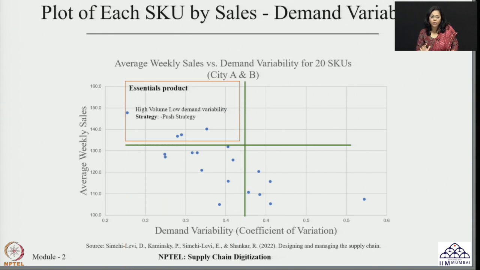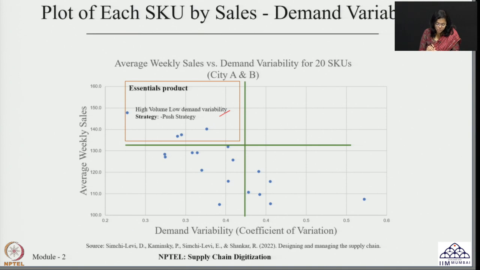So if we look into this first quadrant, you can see from here that particularly for this quadrant, the coefficient of variation is on the lower side, and parallelly if we look into the weekly sales, it is on the highest side. So we can say that this is a case of high volume, these are the essential products, which are having the characteristics of high volume, whereas the demand variability is quite low. So these are products which are always in demand, they are constantly required, and that's why the volume for them is quite high, whereas the demand variability is quite low.